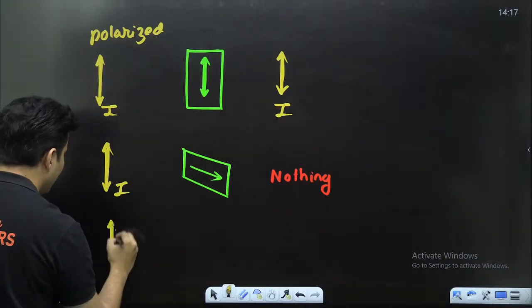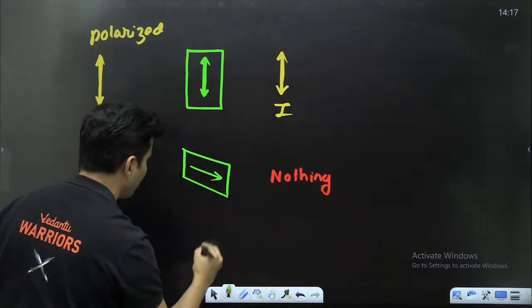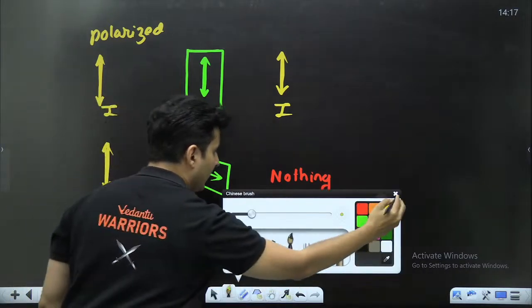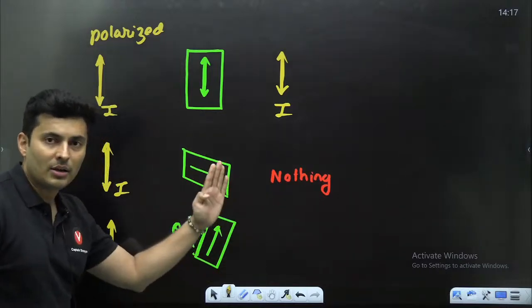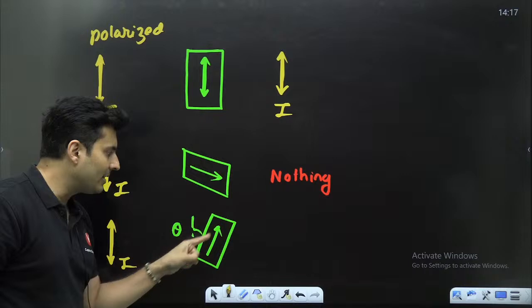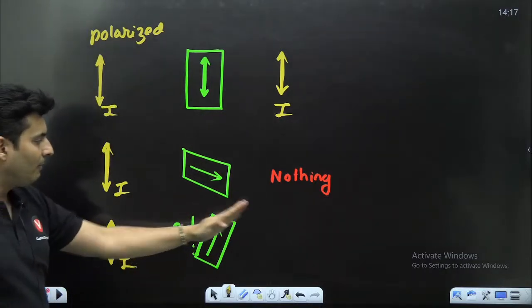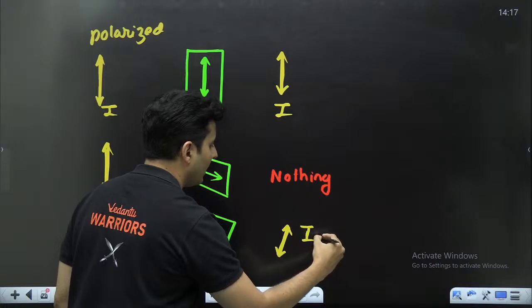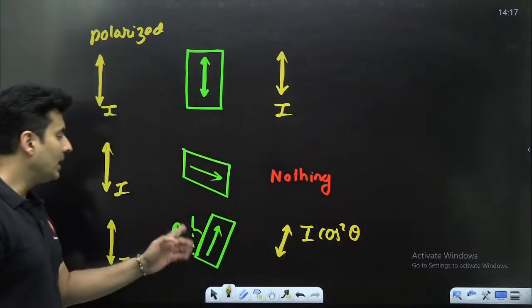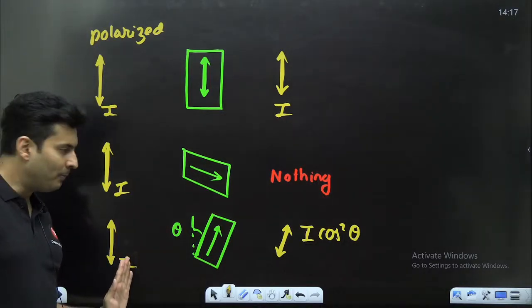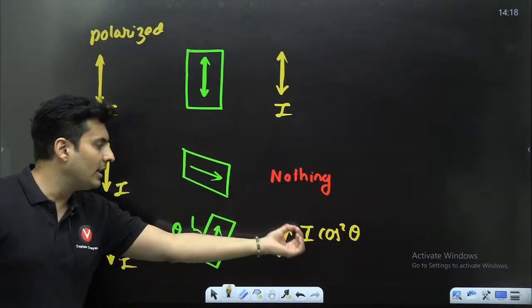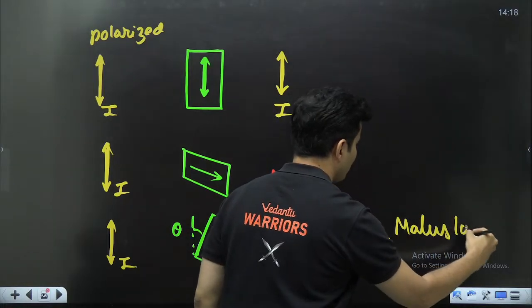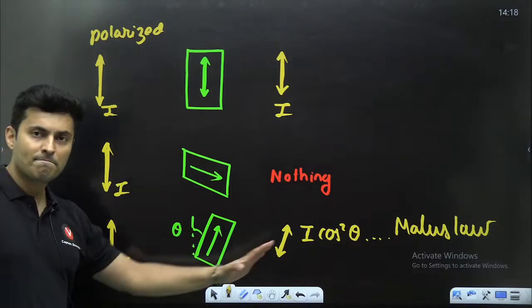But if you hold the polarizer at a certain angle, let's call it theta, then the light which comes out is only going to be polarized in the plane where the polarizer's plane exists. So a component of the light passes out, and you will get polarized light in this fashion. And this intensity will be I cos square theta. Theta is the angle between the light's plane and the polarizer's plane, and the intensity of the light which comes out is I cos square theta. This is also called Malus's law. Keep this in mind. Clear till this point?